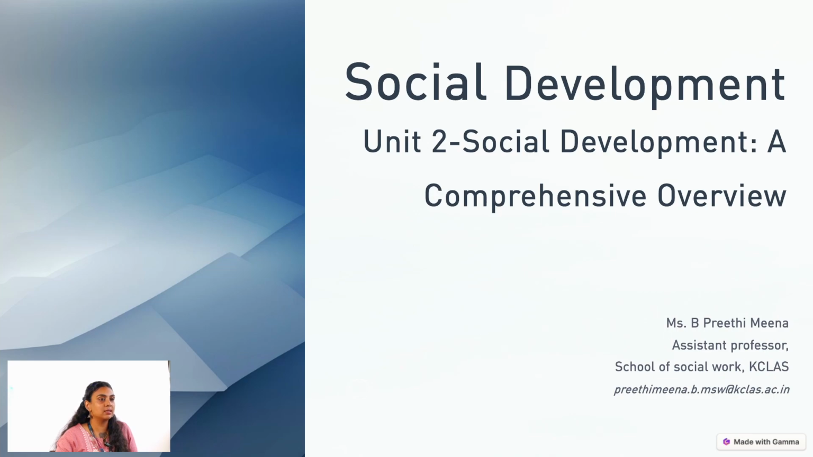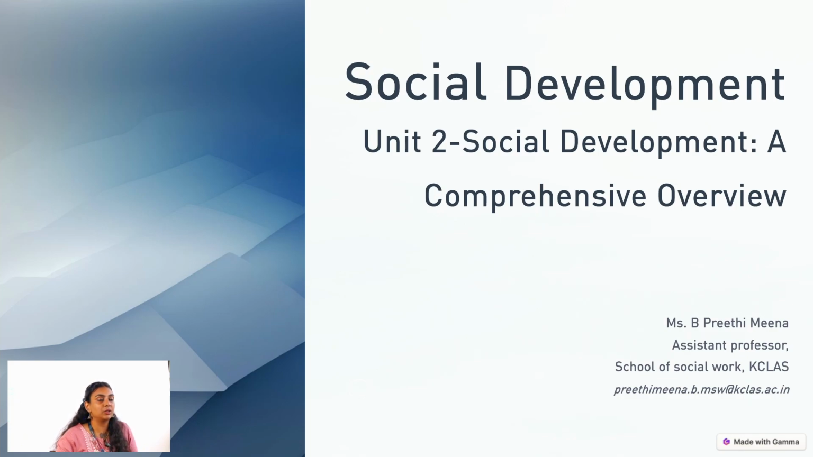Social development focuses on the overall well-being and progress of individuals and their communities. In India, social work is essential for promoting social development. Social workers like us tackle issues like poverty, inequality, and exclusion to uplift communities and create inclusive growth.